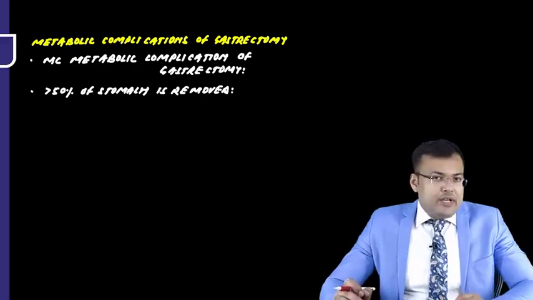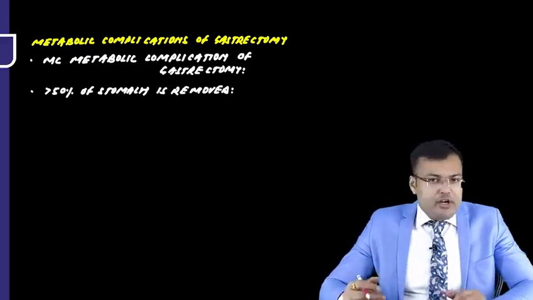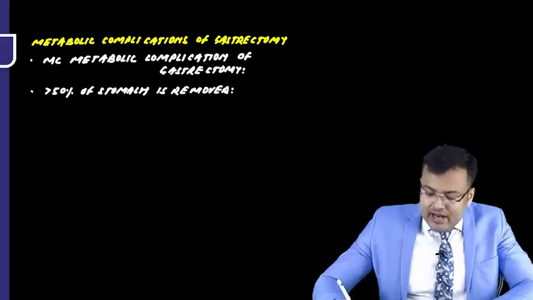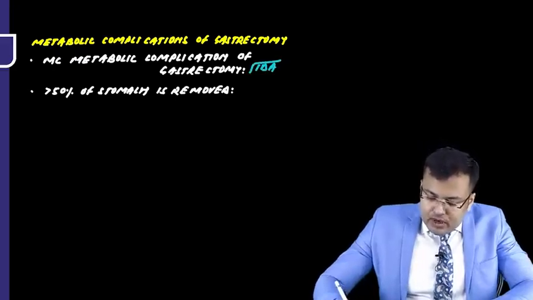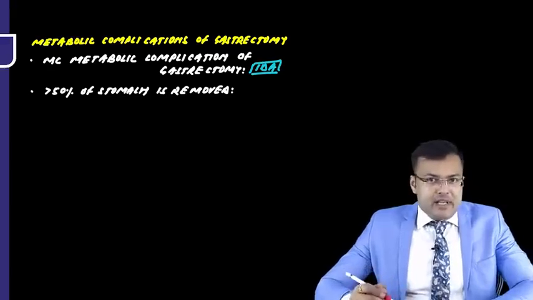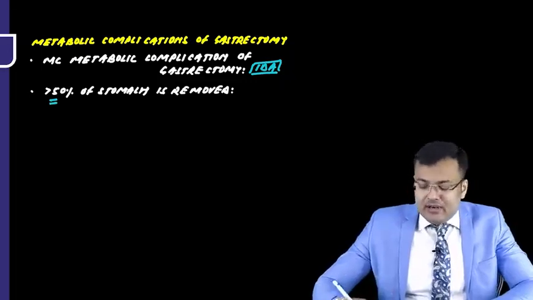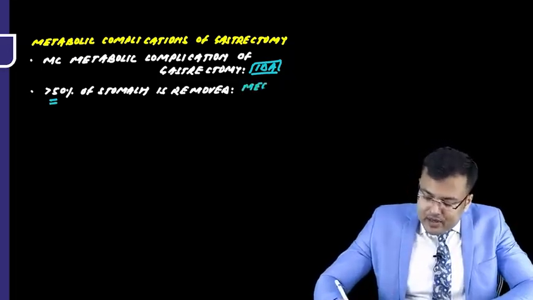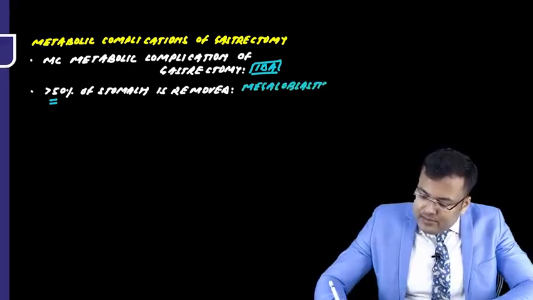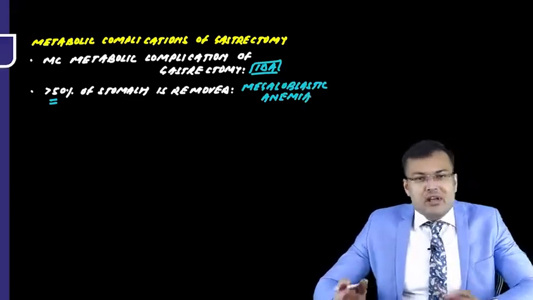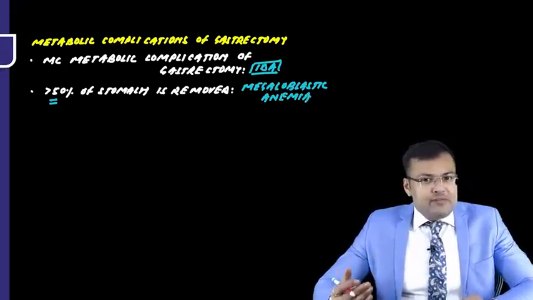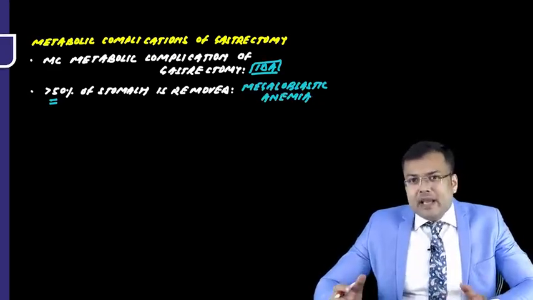Now see the metabolic complications of gastrectomy. What is the most common metabolic complication of gastrectomy? This is iron deficiency anemia. And whenever more than 50% of stomach is removed, these patients develop megaloblastic anemia. Why? Because of absence or decreased intrinsic factor when more than 50% of stomach is removed. So most common metabolic complication, iron deficiency anemia, and when more than 50% of stomach is removed, then megaloblastic anemia.